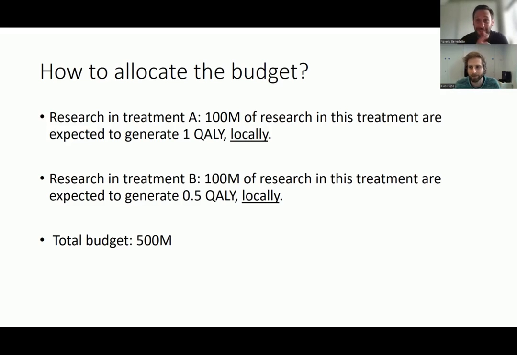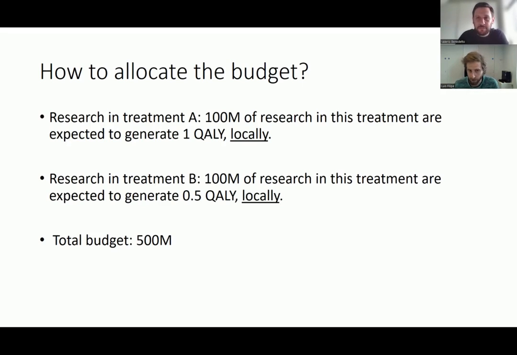Well, first of all, yeah, it depends. Second, I will want to know how much extra benefit I'm getting at each stage. So I'm allocating the first 100 million, for example, on A, and I'm getting one quali. Now, if I want to allocate another 100 million to A, how many extra qualis am I getting, and the same for B. So yeah, that's more or less it.